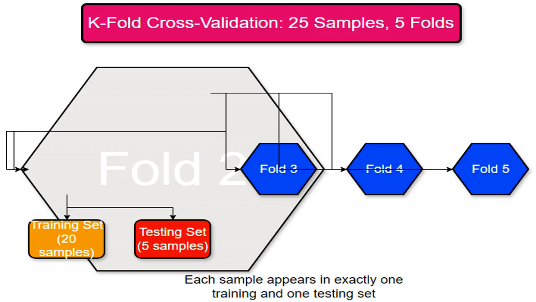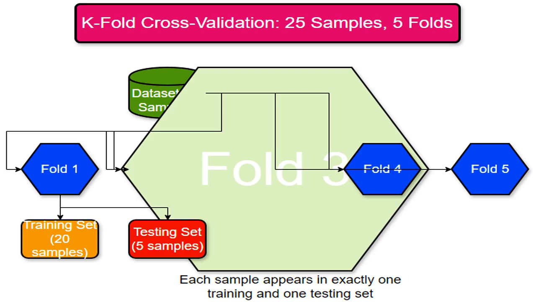Another group, fold, of 5 samples, serving the same purpose as fold 1, used once as a testing set. The remaining 20 samples create the training set for this iteration. The process is repeated for all 5 folds. Similar to fold 1 and 2, it's another set of 5 samples that make up the testing set for this specific iteration. The remaining 20 samples make up the training set.